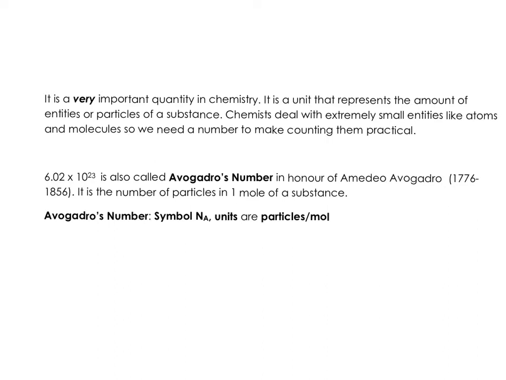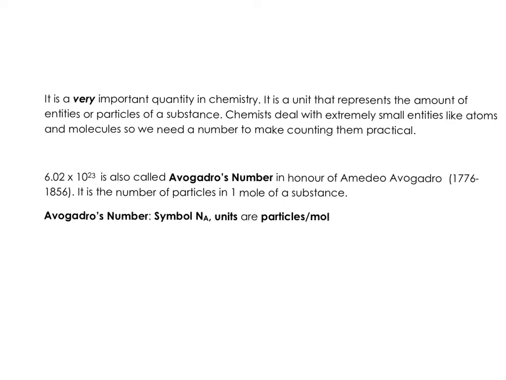It's a unit that represents the amount of entities or particles of a substance. Chemists deal with extremely small entities like atoms and molecules, so we need a number to make counting or measuring them practical. 6.02 times 10 to the 23rd is also called Avogadro's number, in honor of Amedeo Avogadro, and it is the number of particles in 1 mole of a substance.